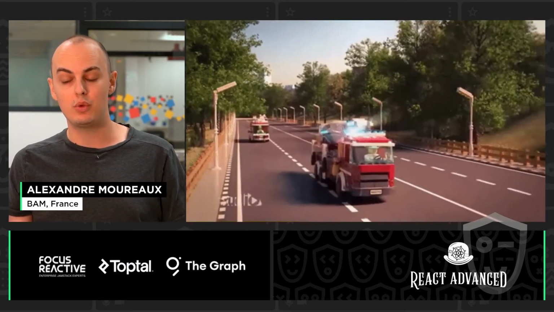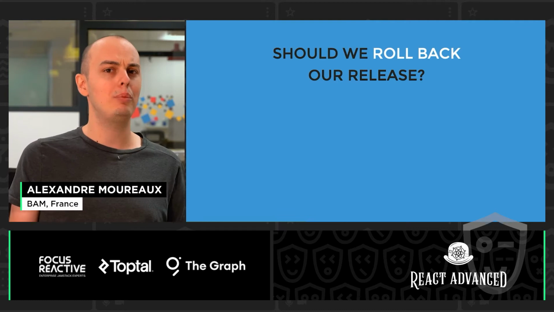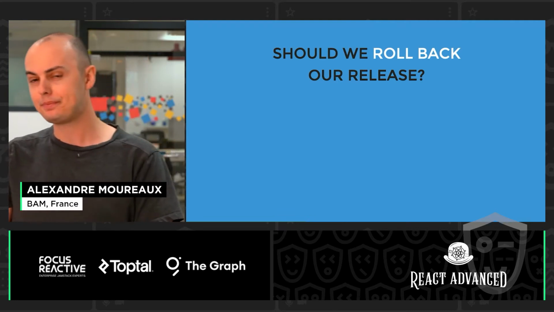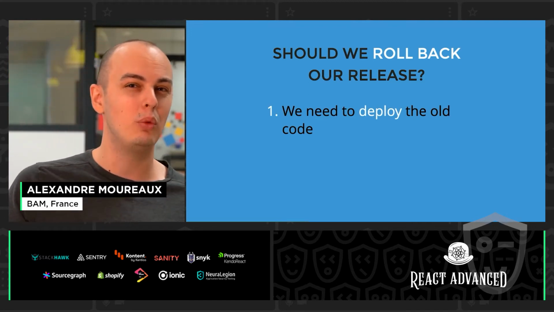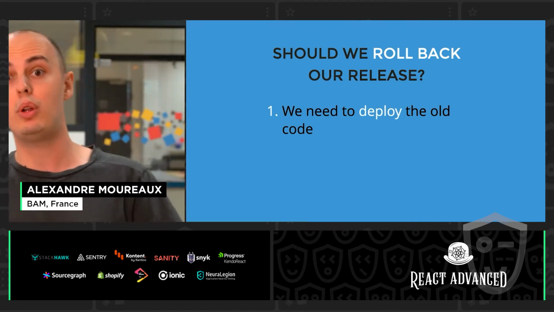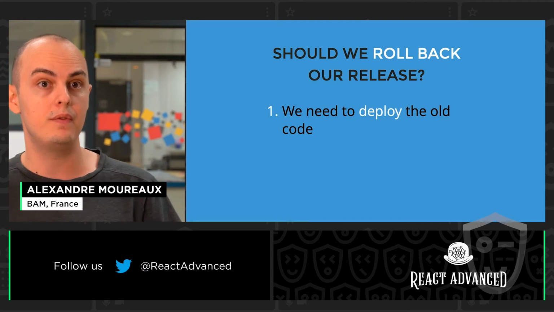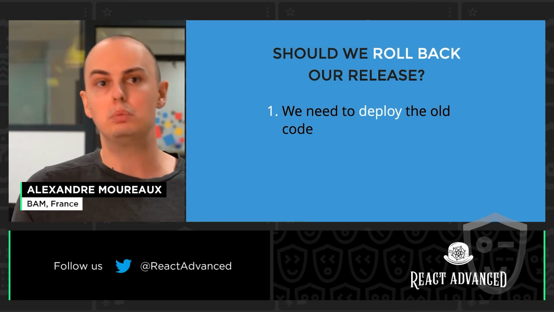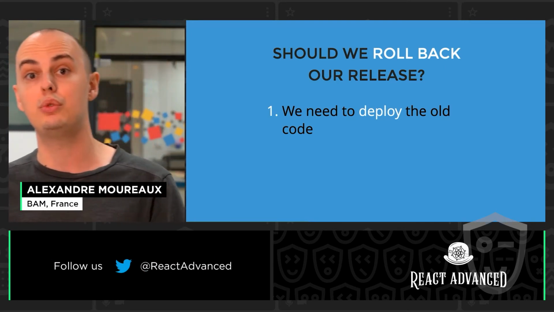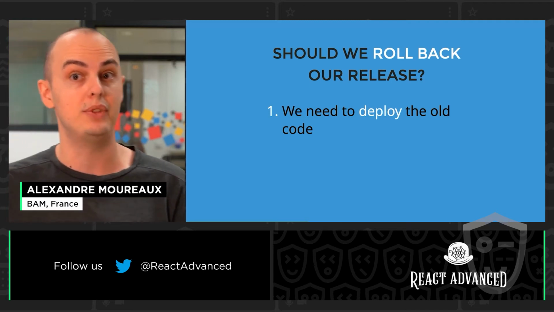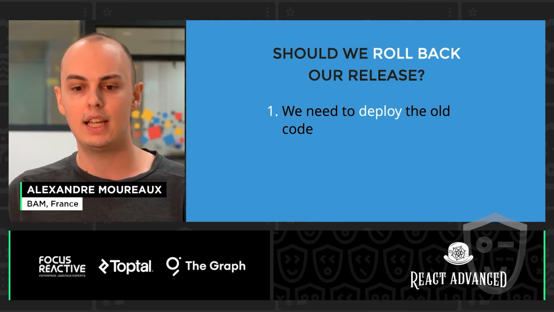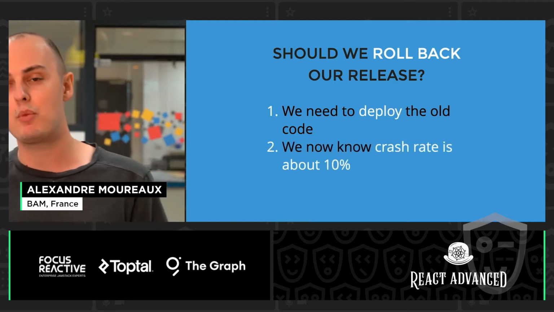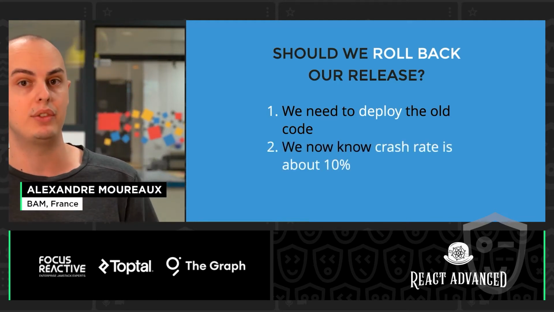One idea would be, could we just roll back our release? If you're a mobile app developer, you know that we can't really roll back the release. We actually have to deploy a new release with the old code. It's kind of annoying, and it means that the users will get an update of the app just reverting everything. And at this point in time, we know that our crash rate is about 10%.